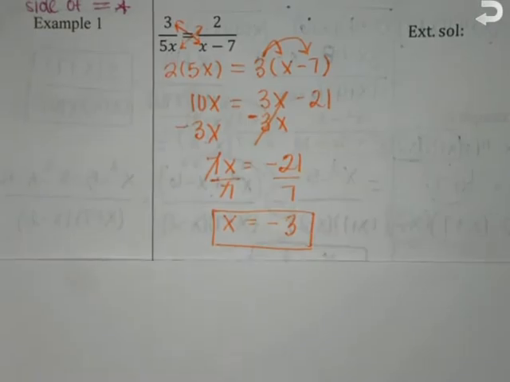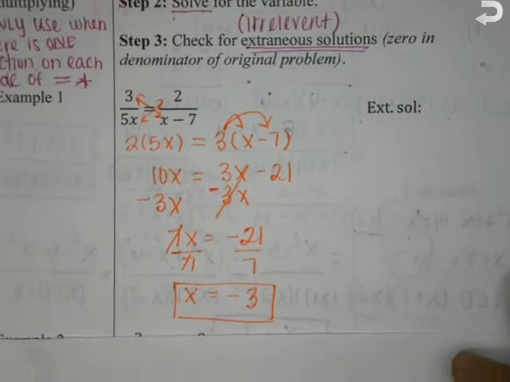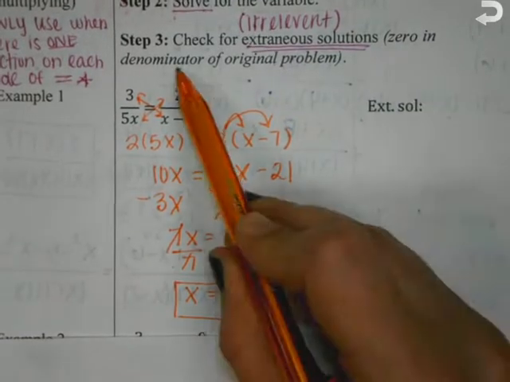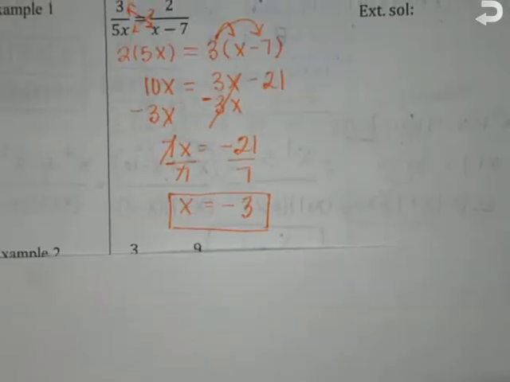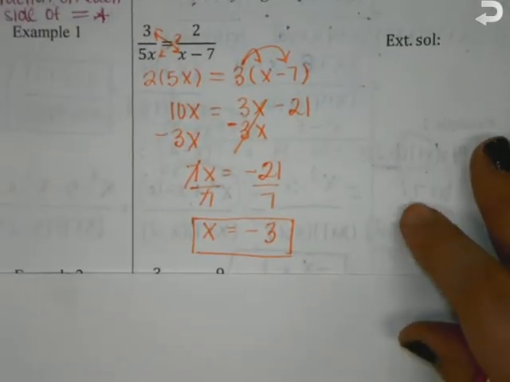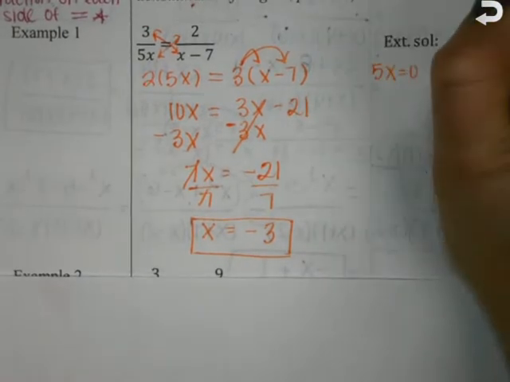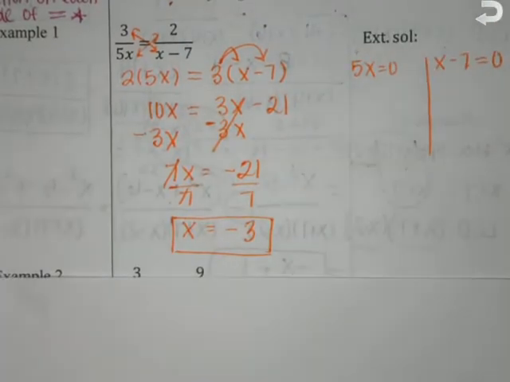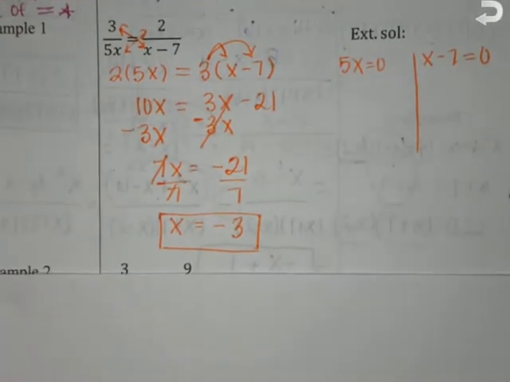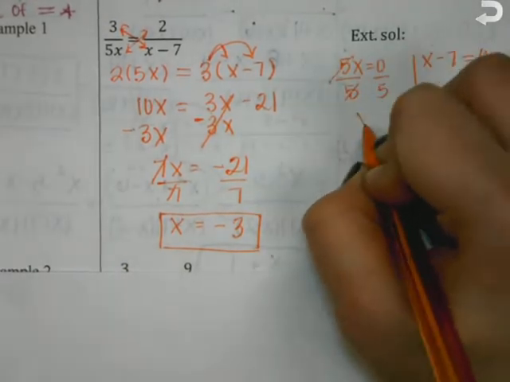Now, we still need to do the work to check for extraneous solutions. If you remember in step 3, an extraneous solution is what makes the denominator 0. So we're going to take each of the denominators here and set them both equal to 0. So 5x equals 0. And then I always just draw a line to separate my work. x minus 7 equals 0. So divide both sides by 5. So we get x equals 0 and x equals 7.